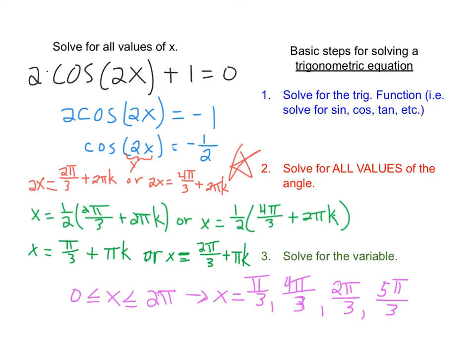Okay, so in review, remember there are 3 basic steps, right? First, you solve for the trig function. Get that by itself, and it'll be the function of an angle. Then the big step is make sure you find all values of that angle, which we did here in the red step. And then the final step is simply to solve for the variable if you haven't already. Sometimes when you find the angle, you will already have the variable solved.